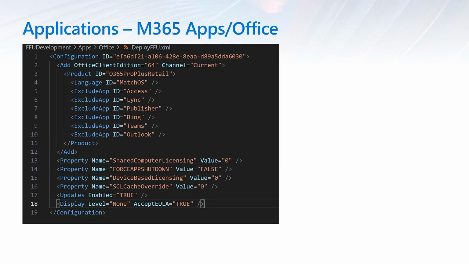So if you want to include Outlook in this case, then you would remove the exclude app ID for Outlook. If you want to include Publisher or Lync or whatever, I don't know why you want to include Lync, but you can just exclude those if you want. And then if you wanted to modify any of the additional properties, like if you wanted to use device-based licensing, for instance, you could turn that into a 1, and so you can modify the ODT configuration if you need to.